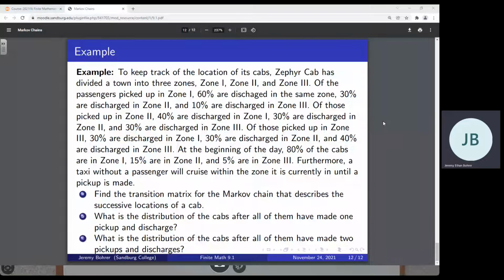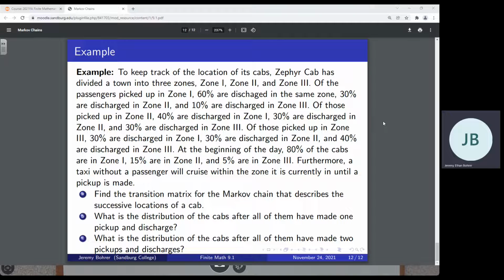In this video, we're going to look at this problem on page 12 of the 9.1 slides. To keep track of the location of its cabs, Zephyr Cab has divided a town into 3 zones, Zone 1, Zone 2, and Zone 3. Of the passengers picked up in Zone 1, 60% are discharged in the same zone, 30% are discharged in Zone 2, and 10% are discharged in Zone 3.